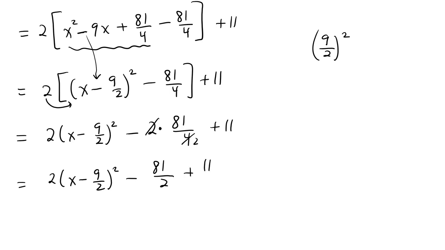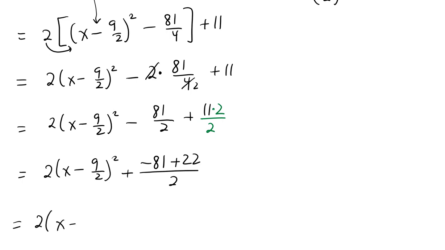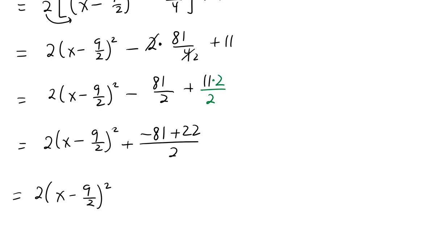So what we can do here, we need to find a common denominator, which is 2. So you multiply 2 for both of them. Keep this the same. Plus 2, there's a negative 81 plus 22, as you can see. And what does that give us? 2 times x minus 9 over 2 all squared. Combine these two, that gives us negative 59 over 2.